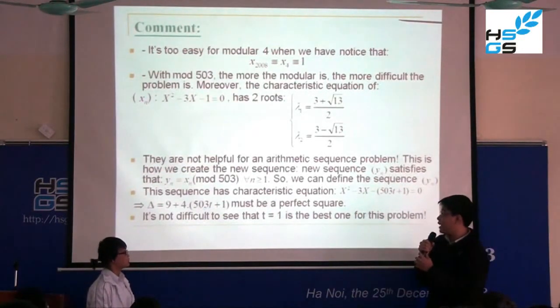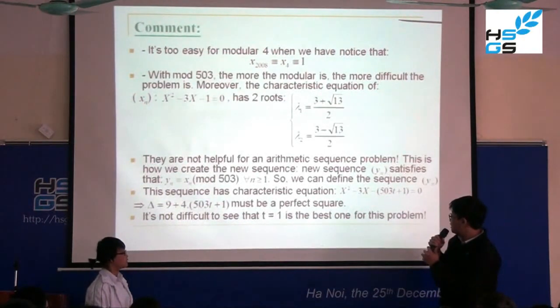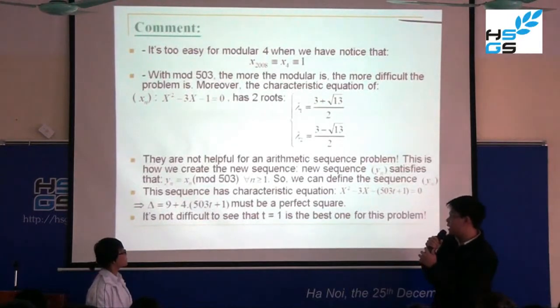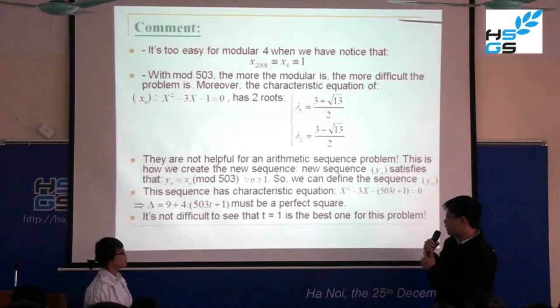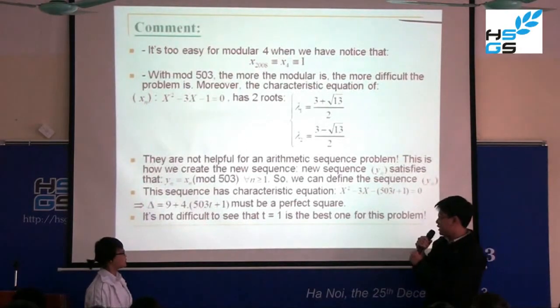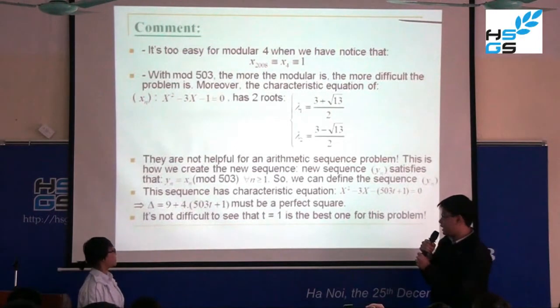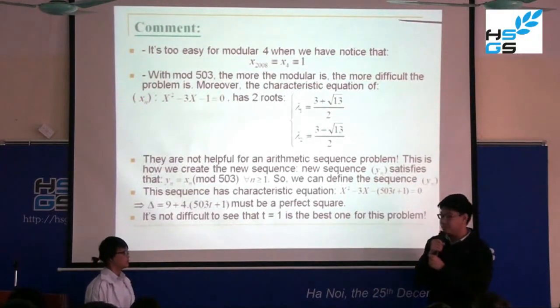So we have to create a new sequence, and let's suppose yn satisfies that yn minus xn is divisible by 503. You can easily see that the characteristic equation of yn is like this. So it's not difficult to see that t equal 1 is the best one for this problem.